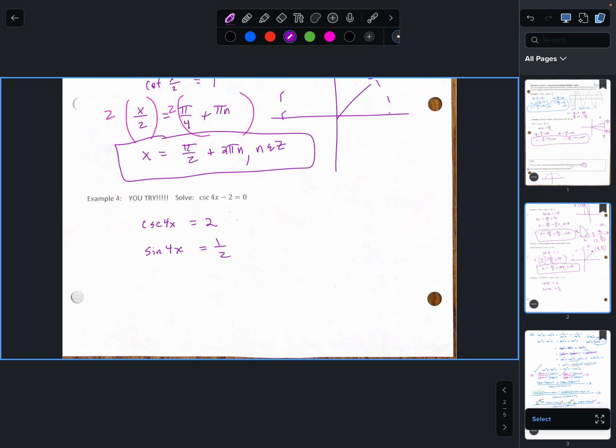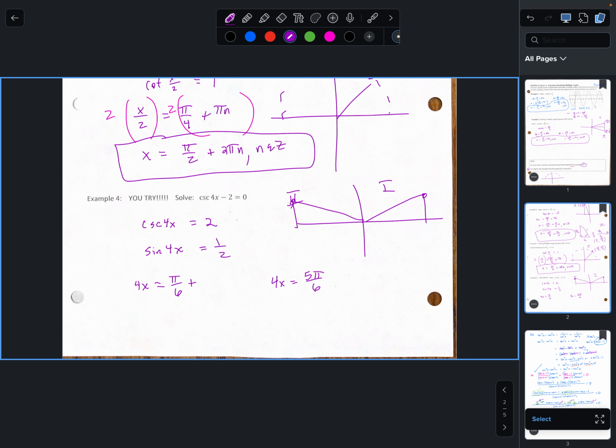And so then 4x is equal to, and for sine then, it's positive in 1 and 2. And sine is 1/2. We had this just on the front, didn't we? It's going to be at your pi 6 and your 5 pi 6. That's where y is 1/2. So I have a pi 6 and a 5 pi 6. And then you add 2 pi n because the period for cosecant is 2 pi, and so it is for sine as well.